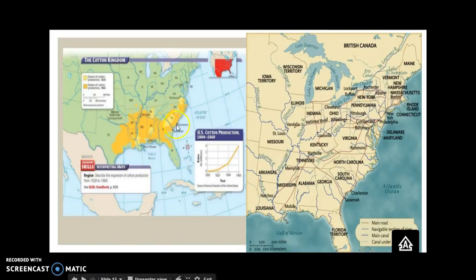The South, you see cotton production. So the South is determined to protect their farming lifestyle with cotton, thanks to the cotton gin. They're also determined to protect slavery because slavery increases due to the cotton gin. And as a result, you see these two different regions of the country.